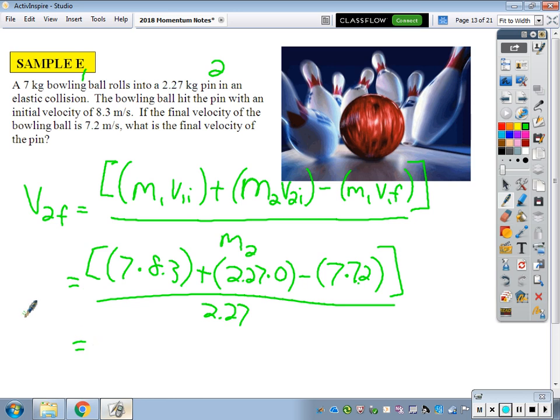Pluggy chuggy. Let's figure out what V2 final would be. While we're plugging that in, yes, please plug it in as one big long string. While we're doing that, remember that we should be getting a reasonable value for this. Our bowling ball had a velocity of 8.3 that was reduced to 7.2 meters per second. We should expect that our stationary bowling pin is certainly going to increase its velocity, and at least based on this initial collision, should probably be a positive value because it's going to go in the direction that the bowling ball was traveling.